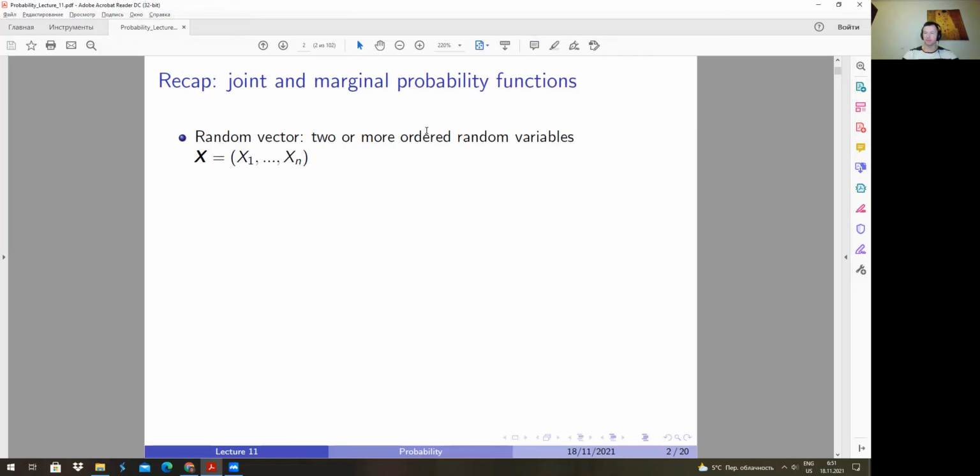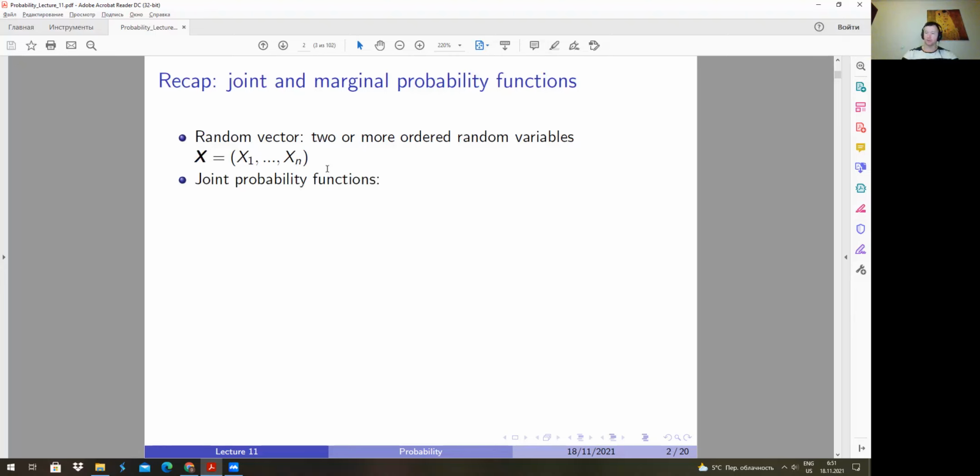So we started with the definition of a random vector, and the random vector is just an ordered vector of random variables. So it might be 2, it might be 3, 4, 5, and so on. When we use the matrix notation or vector notation, we usually use the bold letters here. So whenever you see the bold X, it means that it is a vector containing several random variables.